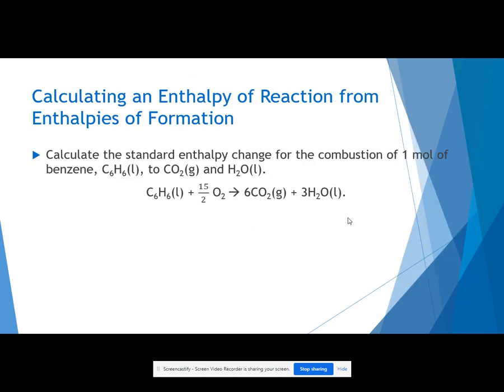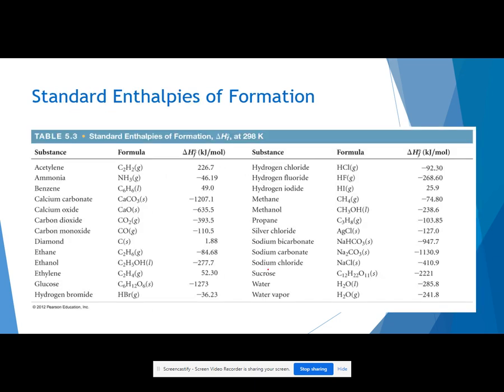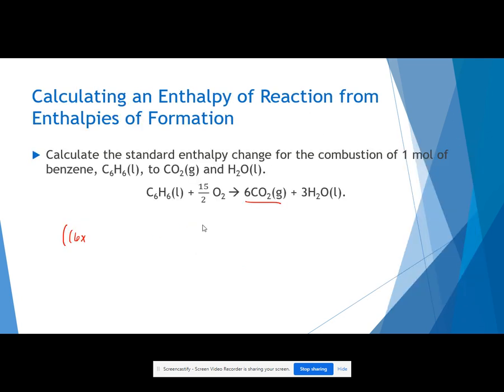So let's walk through our own example. Here it says calculate the standard enthalpy change for the combustion of 1 mole of benzene to form CO2 and H2O liquid. So remember, products minus reactants. So let's do our products first. Here we have 6, that's our coefficient, times what CO2 is. Carbon dioxide is negative 393.5. So we times it by negative 393.5.